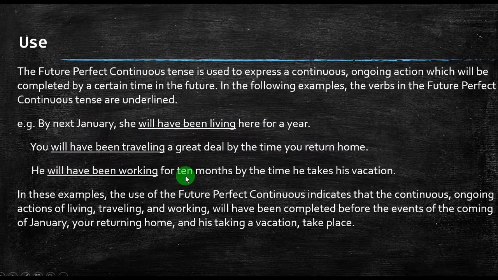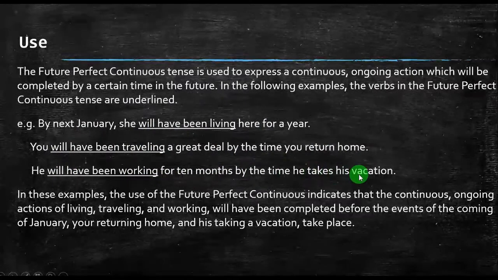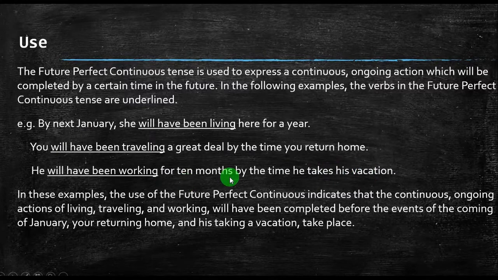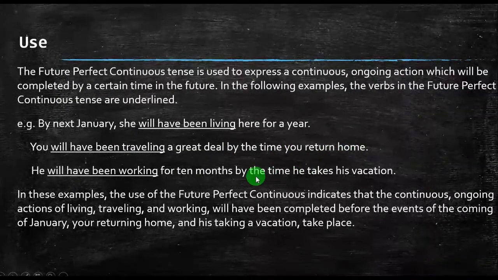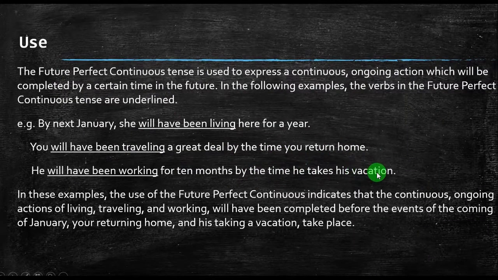He will have been working for 10 months by the time he takes his vacation. जब वो अपनी छुट्टी लेगा तब तक वो 10 महीने से काम कर रहा होगा. So you see, the future perfect continuous tense is used to express a continuous action, ongoing action, which will be completed by a certain time in the future. For example, by next January, right? By the time you return home, or by the time he takes his vacation.